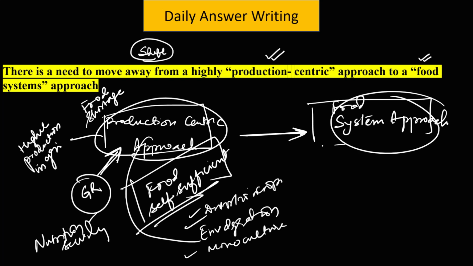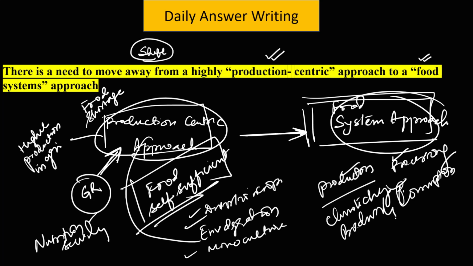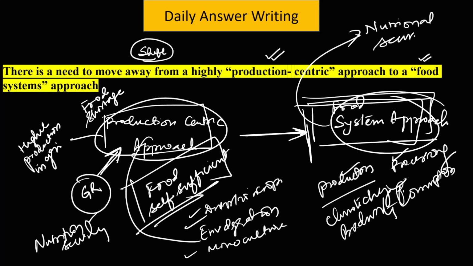Whereas this food system approach is a systems approach which integrates production, processing, consumption, everything, including issues of climate change and biodiversity. In the food systems approach, the focus is on nutritional security and also on the income security of the farmers.